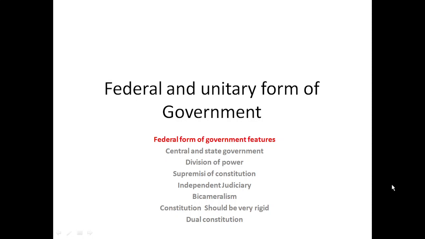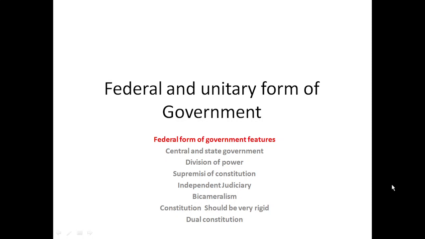Good morning, students. Today's topic is the federal and unitary form of government. In this section, I will tell you what is federal government and what is unitary form of government, what are the features of unitary and federal government, and very briefly, how does a federation work in India?